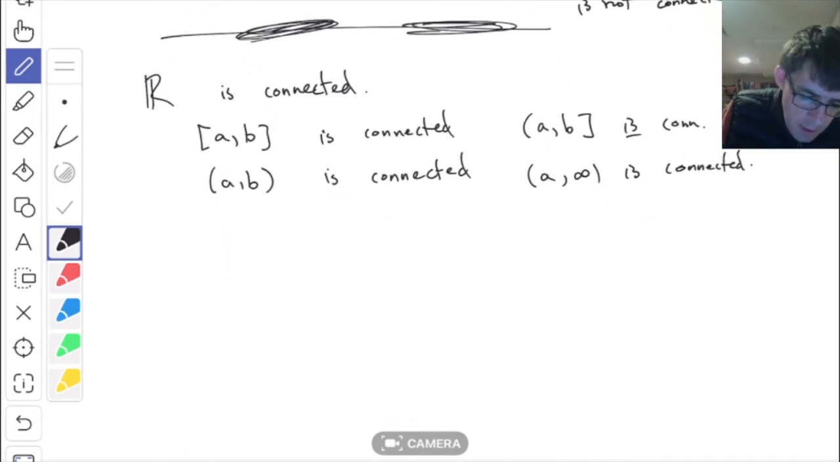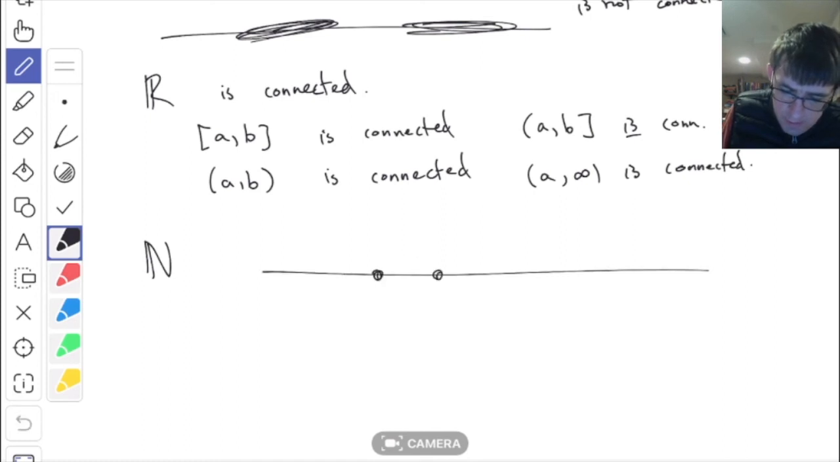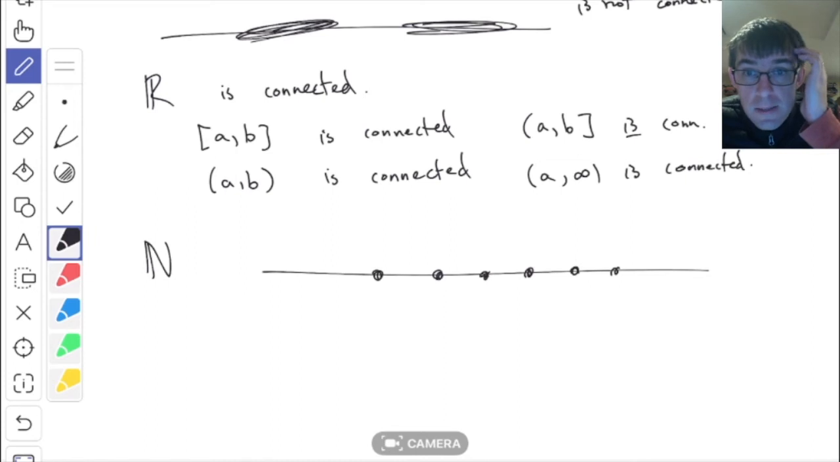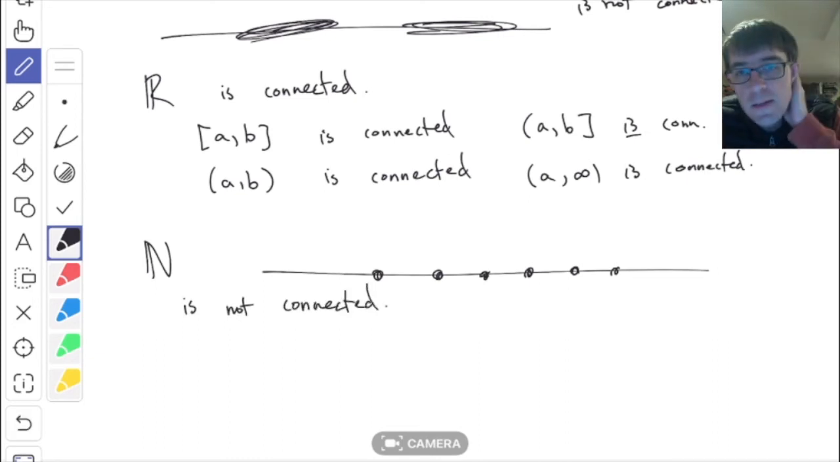All right. What about N? N is an example of something which is not connected because, well, this one is in a lot of different pieces. They're like individual little bits that are not stuck to each other, right? So this is not connected. We use the word disconnected, but not connected is a synonym for disconnected.